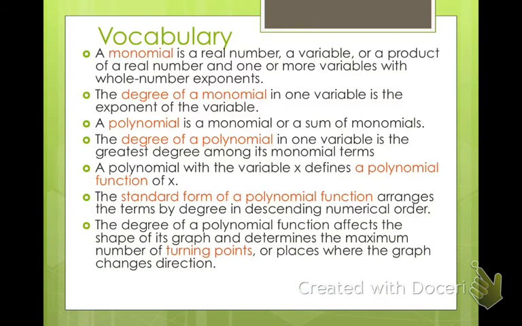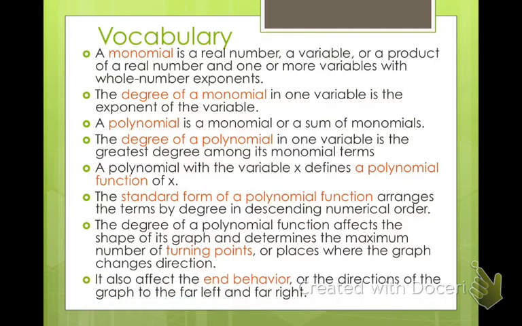The degree of a polynomial function affects the shape of its graph and determines the maximum number of turning points, or places where the graph changes direction. So when we talk about x squared, how many times did the graph change directions? One time. Well, when we look at x cubed, it's going to change 2 times. So whatever the degree is, minus 1, that's how many turning points there are. Just like the line y equals x has 0 turning points because it's a first degree. This also affects the end behavior, the directions of the graph to the far left and to the far right.